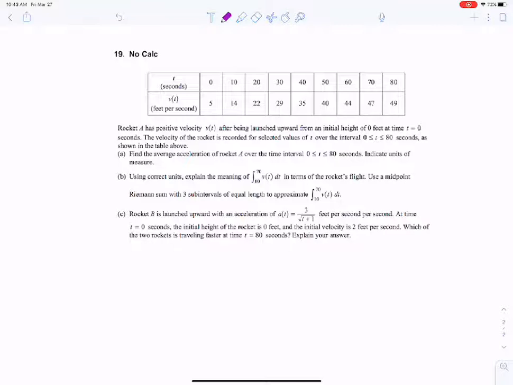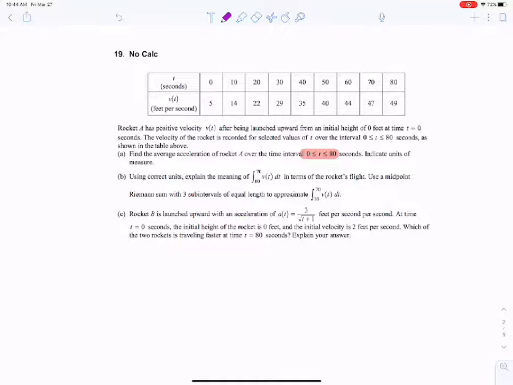Starting with part A. Find the average acceleration of the rocket over the time interval from 0 to 80. Indicate units of measure. Okay, we're looking at the average acceleration from time 0 to 80. Let's do that. So we are given a velocity function. So if we're going to find the average acceleration, what we're going to do is find the slope of the line from time 0.